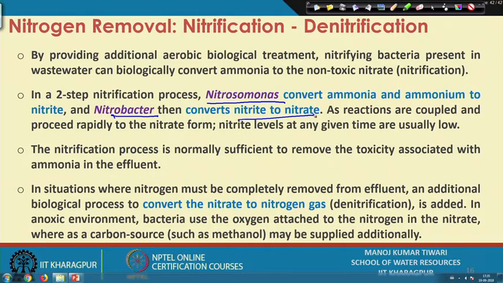That is why the nitrite level at any time is low, because as soon as the Nitrosomonas convert ammonia or ammonium into nitrite, the Nitrobacter immediately converts that nitrite to nitrate. So, the level of nitrite is always very low in the system, which is good also because that is a toxic species, whereas nitrate is far less toxic.